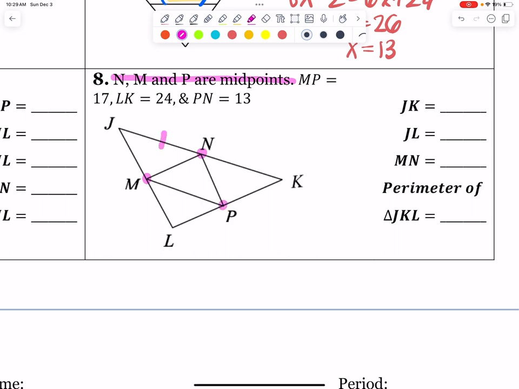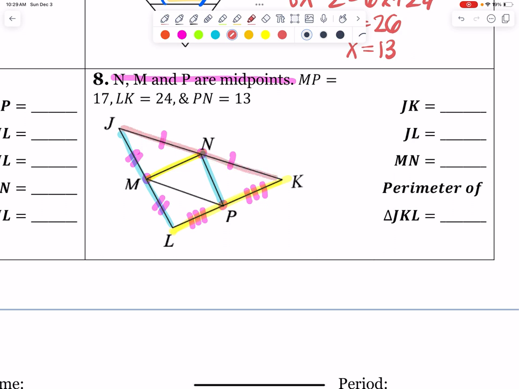Because these are midpoints, I'm able to find missing values in this triangle. And so all of these are midpoints, which means that all of these are mid-segments. So I'm going to highlight the parallel sides because it helps me see who goes with who. All right, and then last but not least, we've got this piece, and here we go.